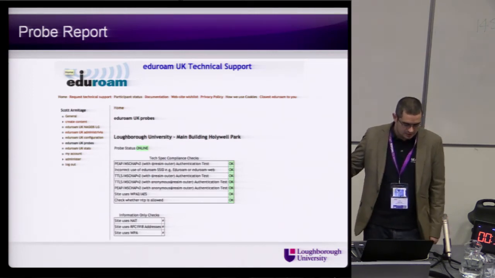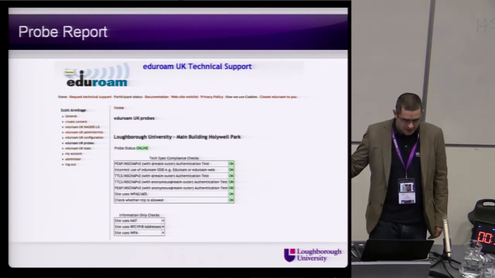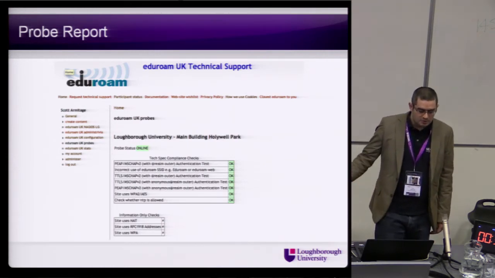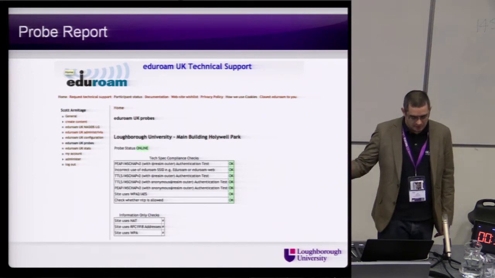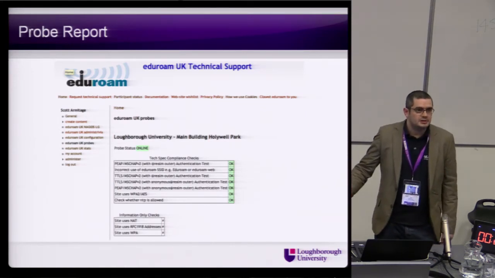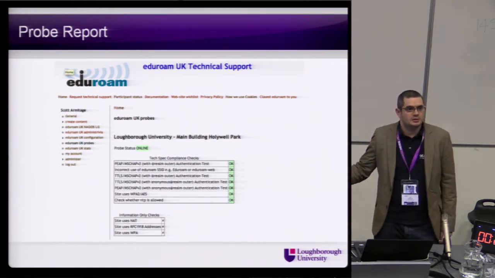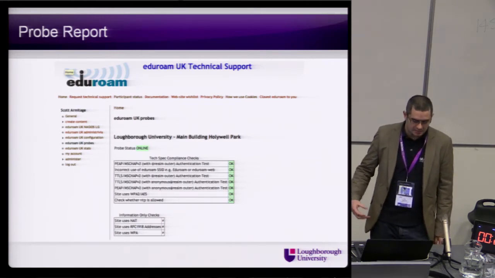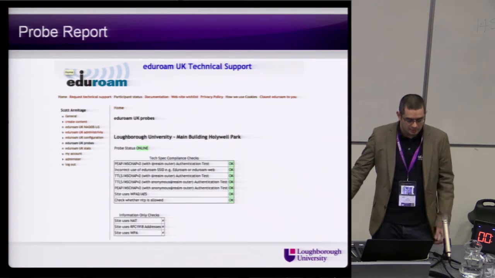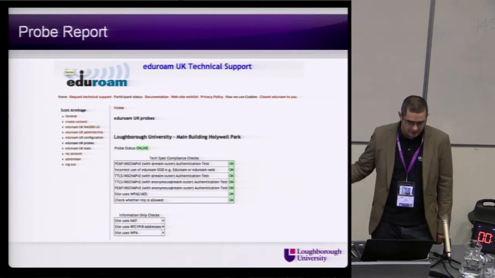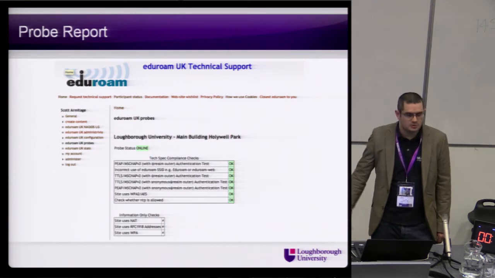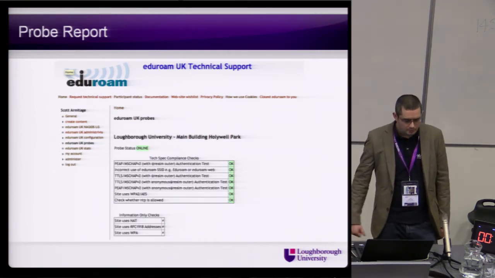So you can see there we've got some PEAP checks, some TTLS checks, correct use of the eduroam SSID, so there's no capital E, no extra bits on the end of it or on the beginning of it. Whether the site's using WPA2 AES and NTP, because that's a requirement on the UK spec. And then in the information only, we've got things like NAT, RFC 1918 in use, and WPA in use.